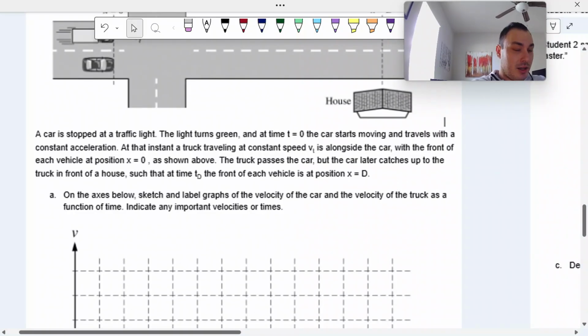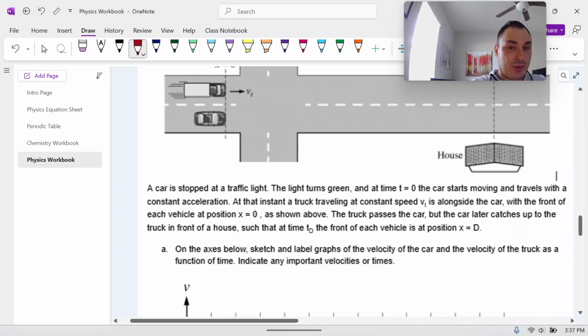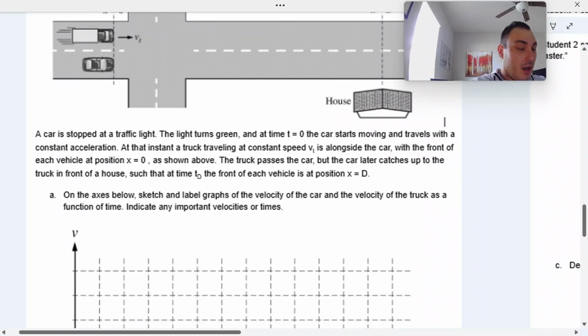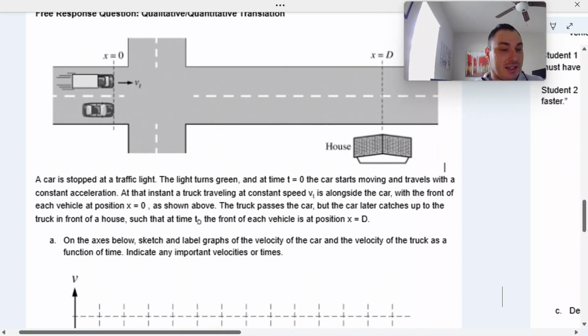A car is stopped at a traffic light. The light turns green. At time t equals 0, the car starts moving and travels with a constant acceleration. At that instant, a truck is traveling at a constant speed, vt, alongside the car, with the front of each vehicle at position x equals 0 as shown above. The truck passes the car, but the car later catches up to the truck in front of the house, such that at time td, the front of each vehicle is at the position x equals d.